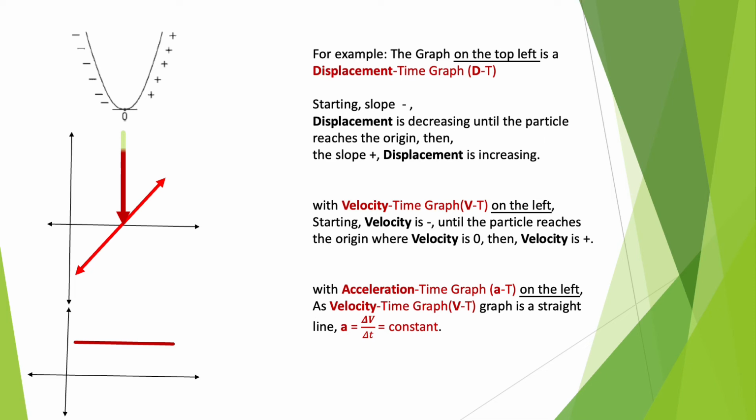With the velocity time graph, VT graph on the left, starting, the velocity is negative until the particle reaches the origin, where velocity is 0. Then velocity is positive. With the acceleration time graph, AT graph, as the VT graph is a straight line, the acceleration equals change in velocity over change in time, equals a constant.